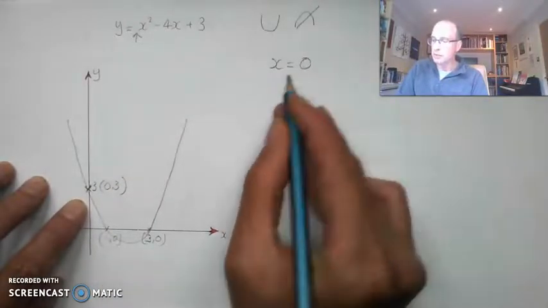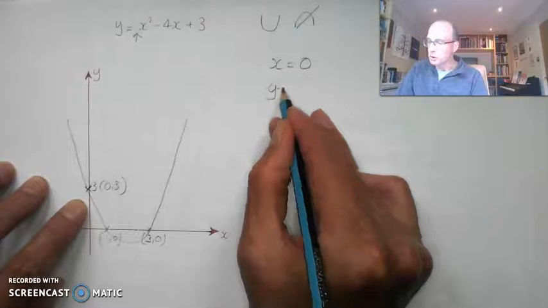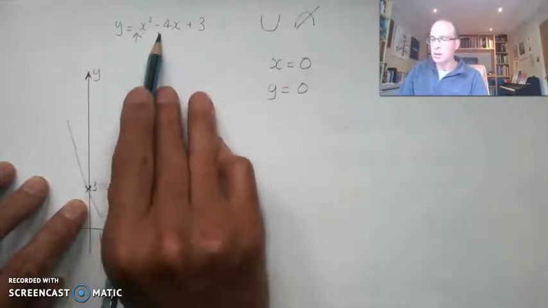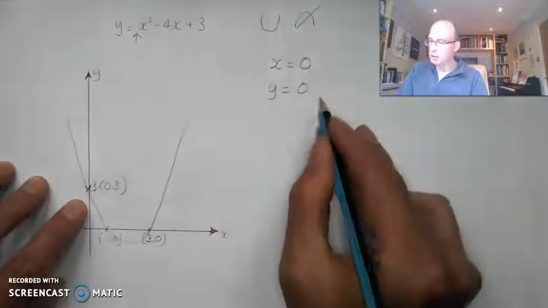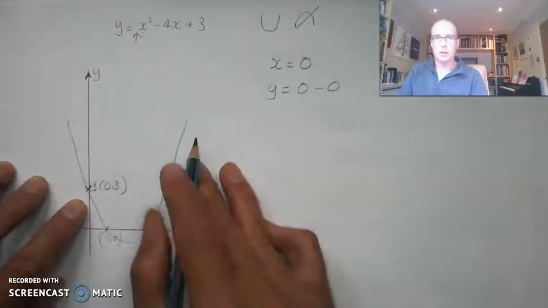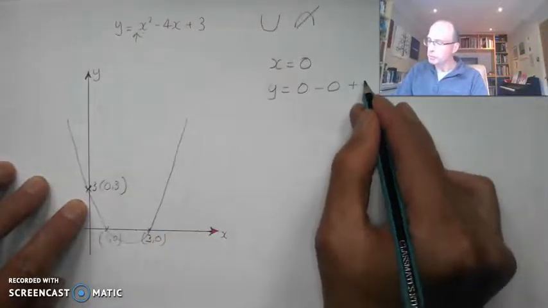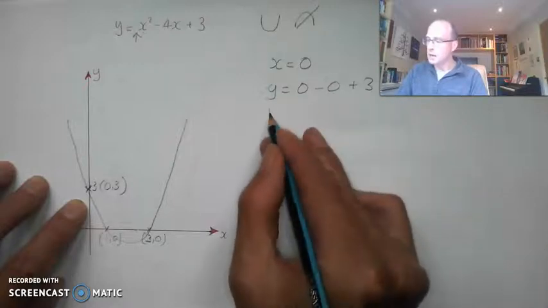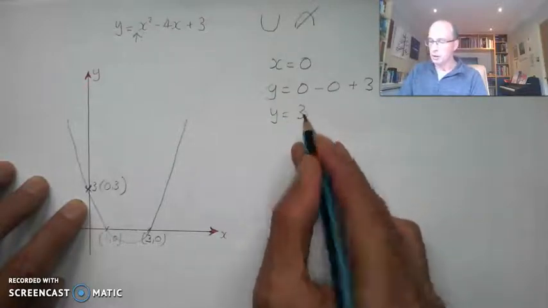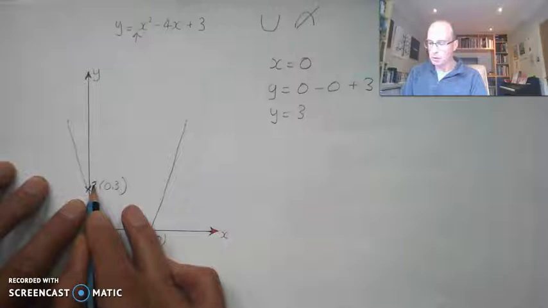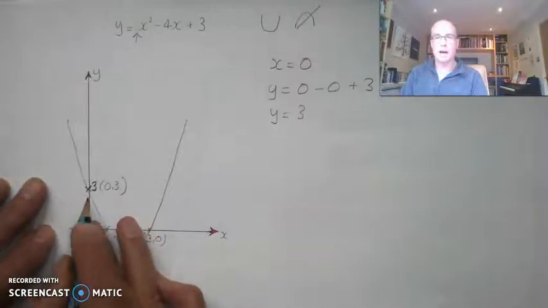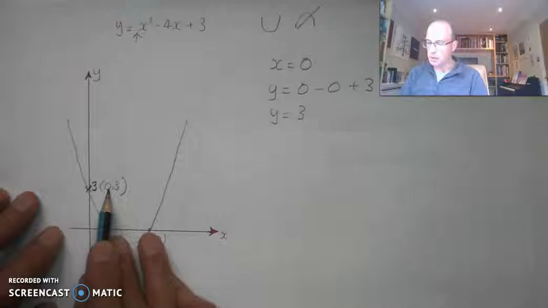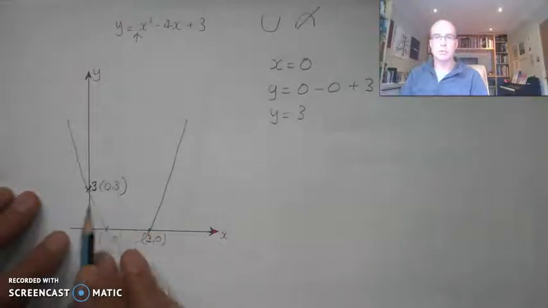So if x is equal to 0, I've got y is equal to x squared, so 0 squared, that's 0, minus 4 lots of 0, minus another 0, plus 3. So 0 minus 0, 0 plus 3, and that's equal to 3. Well, that's the value that we plotted from our diagram. So x is equal to 0, y is equal to 3.